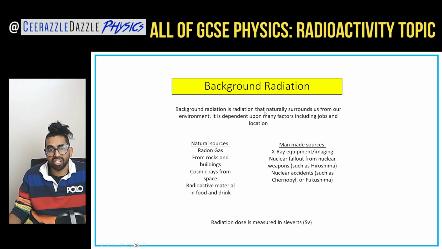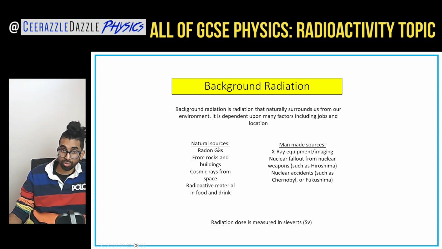Right, background radiation. Background radiation is the radiation that naturally surrounds us from our environment. It is dependent upon many factors including jobs and location. These are the naturally sourced ones over here. Radon gas from rocks and buildings, cosmic rays from space, radioactive material in food and drink.